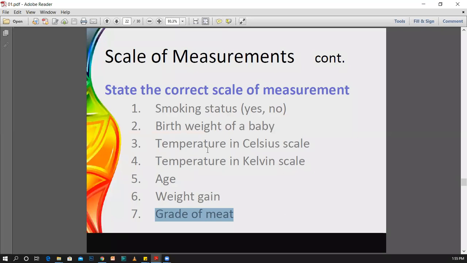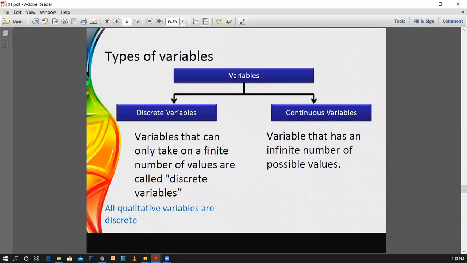If you move to the next part, these are the types of variables. Variables can be divided into two categories. The first one is the discrete variable and the second one is the continuous variable. If a variable can take only finite numbers, then such a variable is said to be a discrete variable. Therefore, all the qualitative variables are said to be discrete.